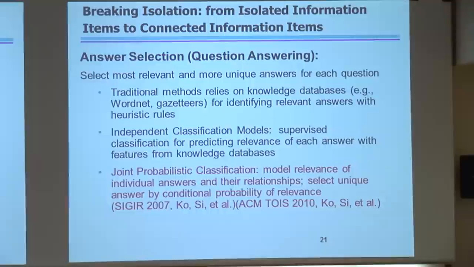But our argument is we want to model the relevance of individual answers and their relationship together in a unified way. This is because if two answers are somehow similar with each other, for example, if you know from WordNet that these two words are synonyms or somehow related, and if you know one answer may be highly relevant, then the other answer may also tend to be relevant. And we would like to model this kind of behavior.